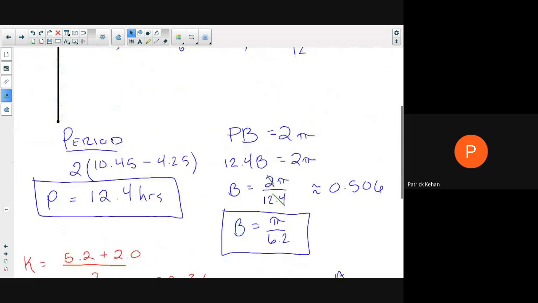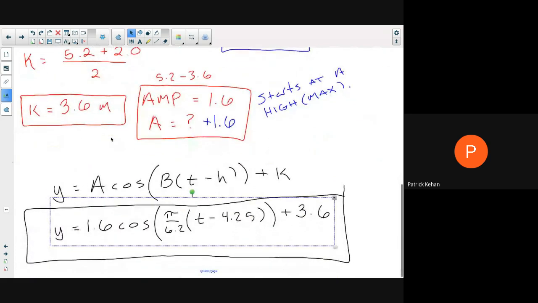And with this information, I can find additional information. For example, if I want to know the height of the tide, the depth of the tide in meters, all I have to do is plug in the number of hours after midnight into this variable t here and simplify, and I'll be able to identify the depth of the tide at that point. So we'll finish part B in a secondary video.